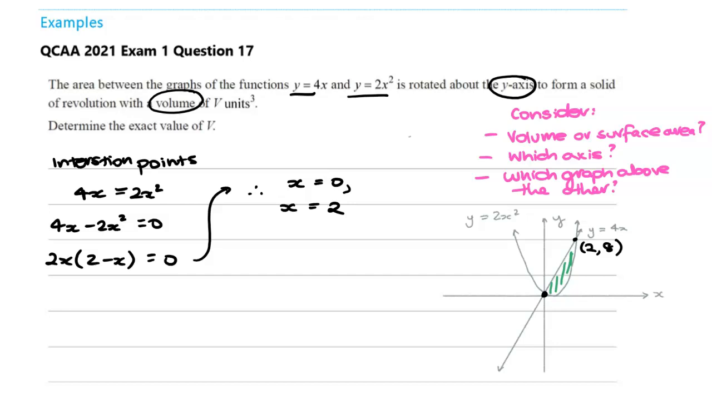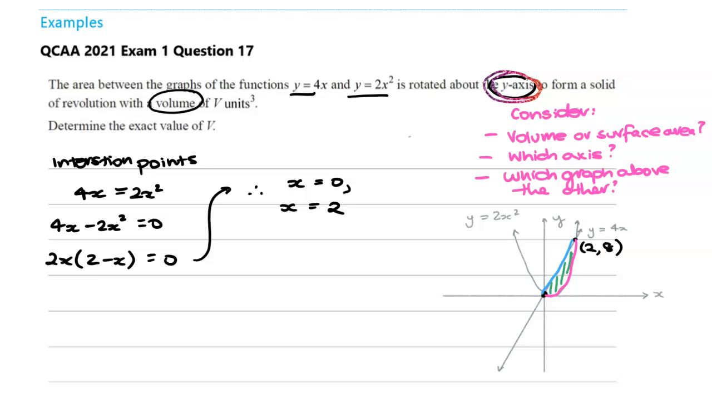However, remember, this question said that we're rotating around that y-axis. So that means we're going to be rotating in this direction around the y-axis. It's like the axle of our wheel. So because we're being mindful that we're rotating around the y-axis, the parabola y equals 2x squared is going to be the one that's furthest from the y-axis. And we have our linear graph y equals 4x, that's going to be closest to the y-axis. You could also tilt your head to have the y-axis horizontal and look at which graph is above and which graph is below, if you find that easier to imagine.